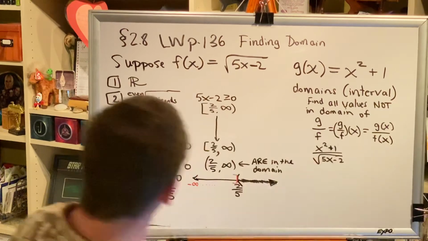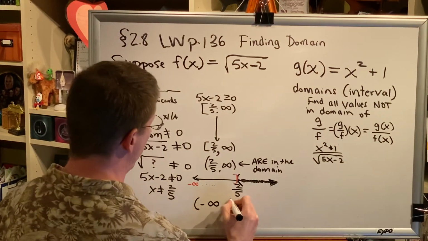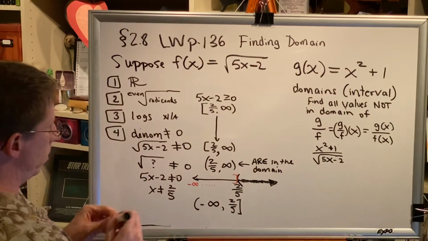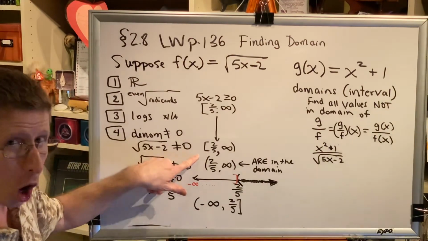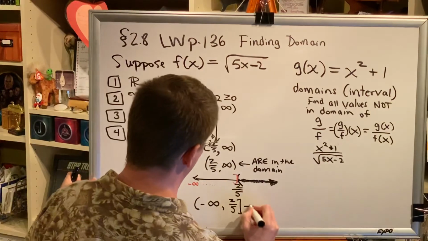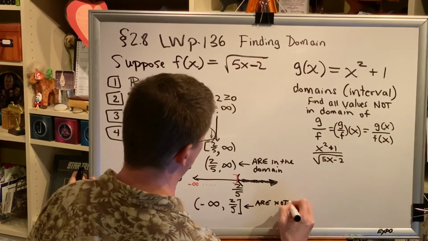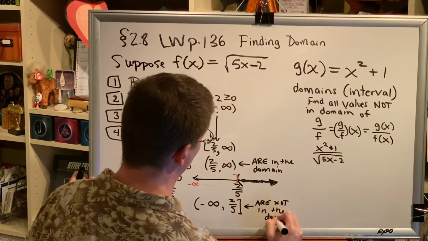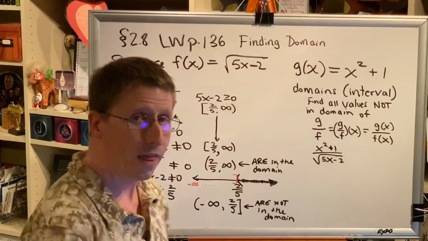So my final answer to this question is parentheses, negative infinity, comma, 2/5, bracket. I'd like to again emphasize, these are the numbers that are in the domain. These are the numbers that are not in the domain. And that is the end of this problem.